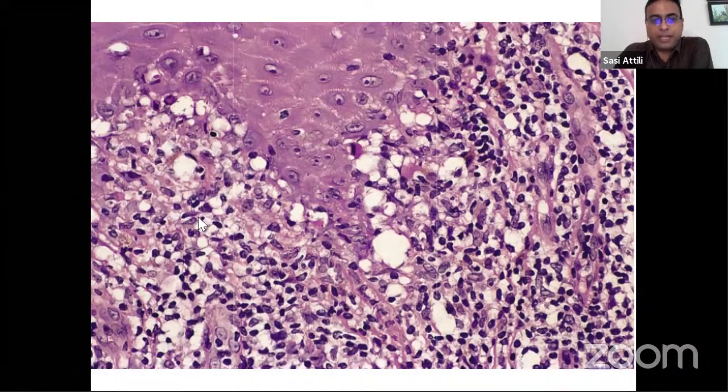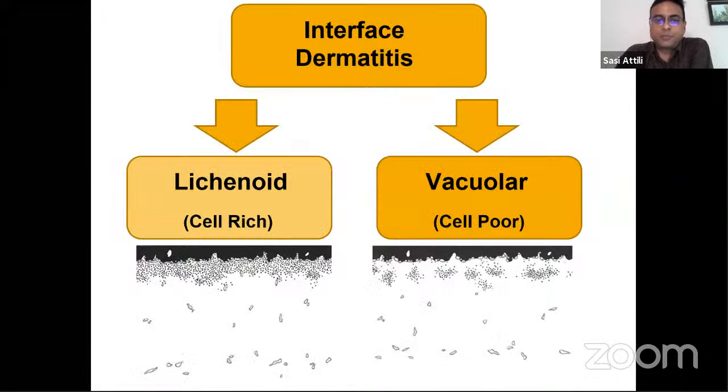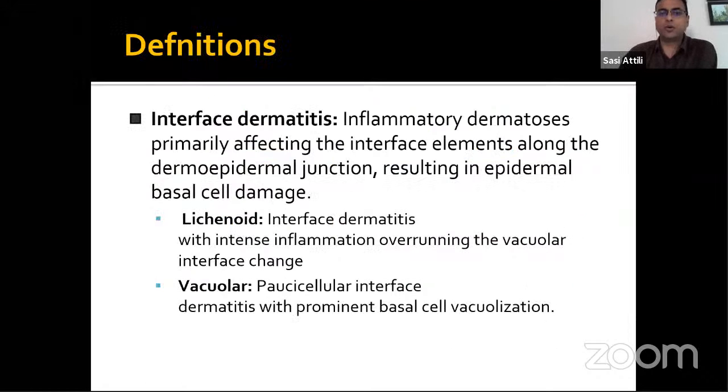So this is an example of lichen planus, and in lichen planus you can see the sawtooth rete ridges, and you're seeing vacuolar alteration. So vacuolar alteration per se does not give you a diagnosis or does not differentiate. The main difference between vacuolar and lichenoid is that a lichenoid infiltrate is basically a band-like infiltrate which is cell-rich. Now both have vacuoles. If it is cell-poor, we call it vacuolar, and if it's cell-rich, it's called lichenoid. That is the basic difference, and it is not a very hard differentiating factor, and I'll explain this as we go along.